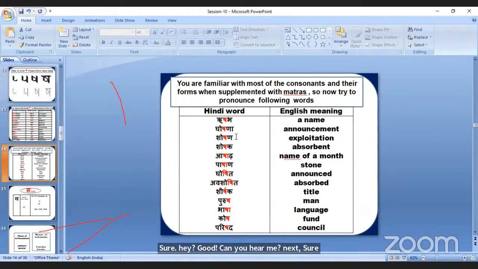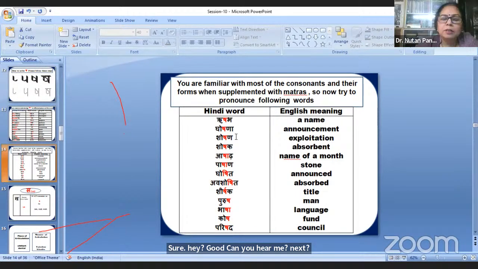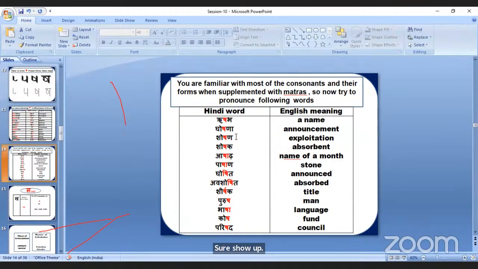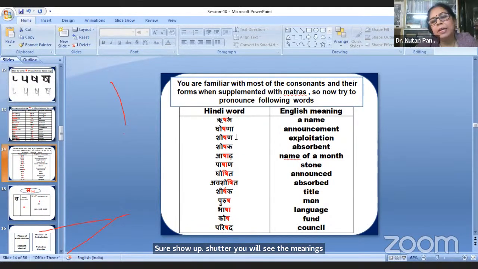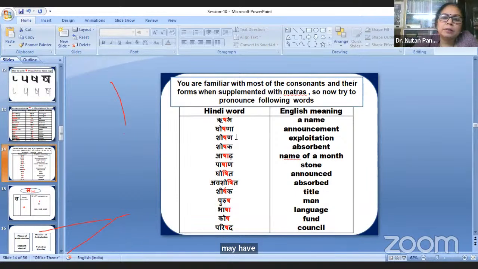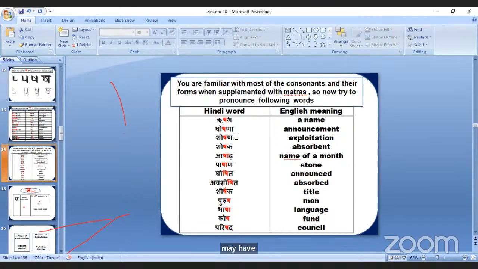Shoshak. You will see the meanings of that word side by side because it will be helpful for you also, है ना? तो शोषक means absorbent. Shoshak. Next.